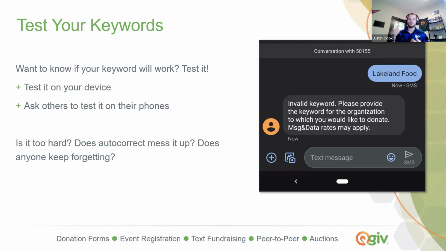If it does, then we need to figure out how to change that. We need to work around the autocorrect to make sure that it's not going to continue to mess it up, because the autocorrect will make it hard for donors to give to your organization. And does anyone keep forgetting? Again, it goes back to having it short and sweet. You don't want it too long. If people are forgetting it, it means that it's going to be hard for your donors to remember as well.